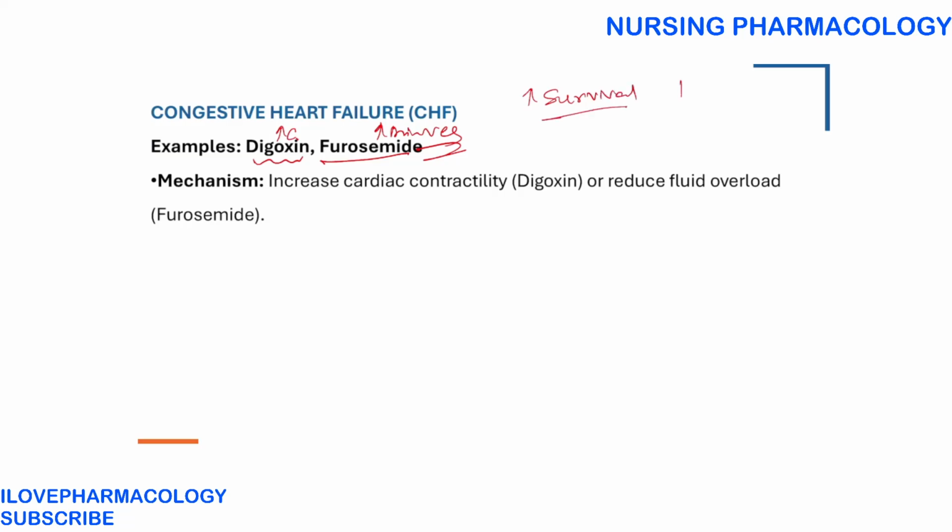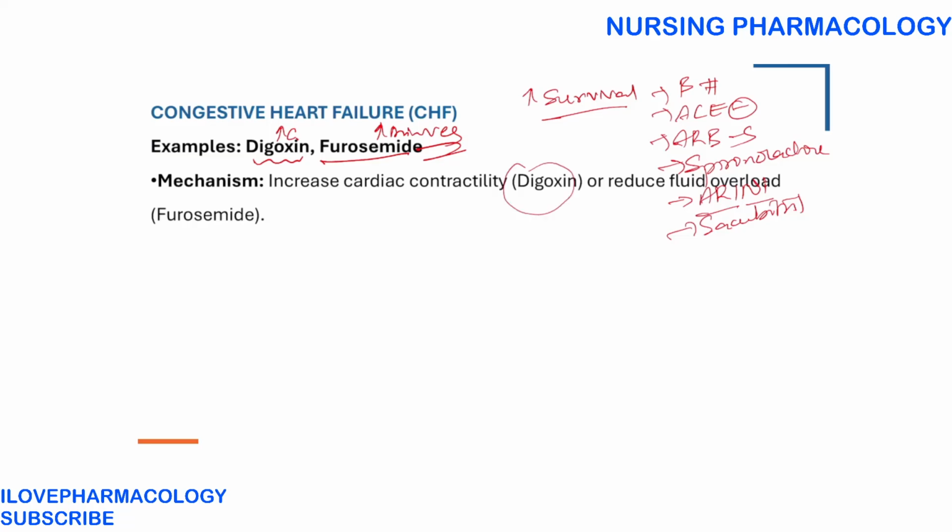Those are the beta blockers. We have ACE, angiotensin converting enzyme inhibitors. We have ARBs. We have spironolactone, which is a diuretic. We have ARNI, angiotensin receptor blocker plus neprilysin inhibitor, as well as sacubitril. So the mechanism is they are going to increase cardiac contractility.